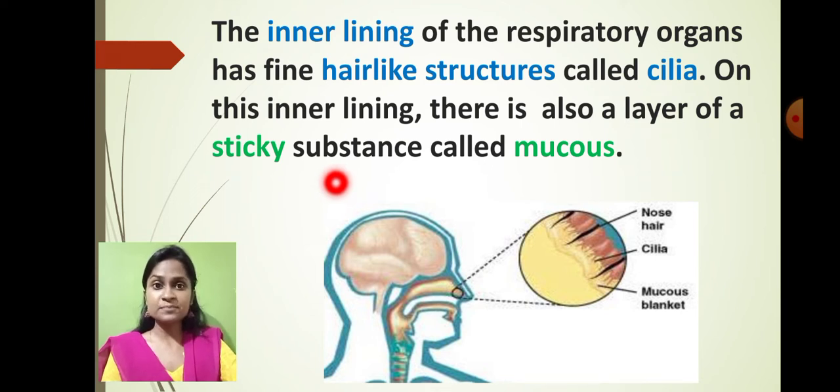Along with the cilia, our respiratory tract is covered by a sticky substance. The sticky substance present inside our body is called what? Mucus. So what does mucus exactly do? As mucus is very sticky in nature, it absorbs the dust particles and the germs, and prevents all of them from going inside the lungs, and it avoids respiratory infection.